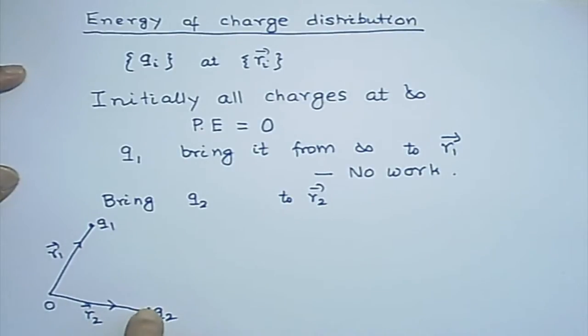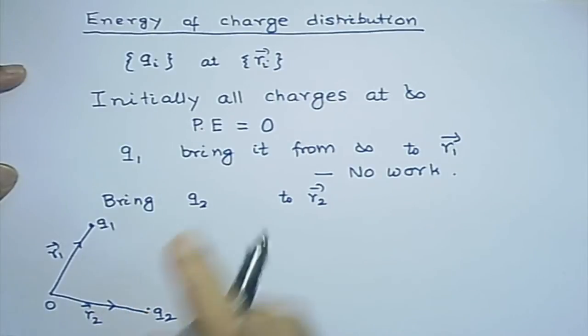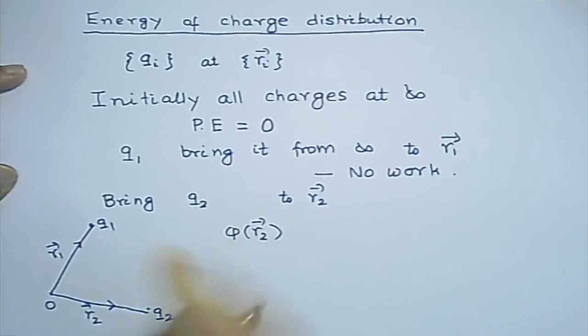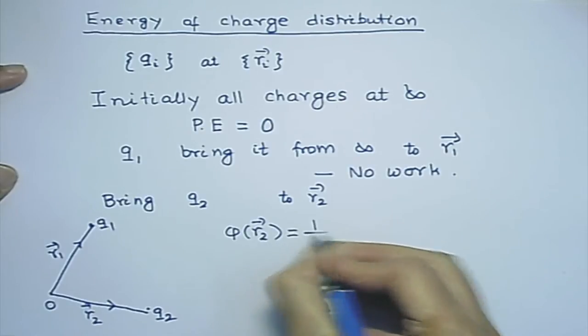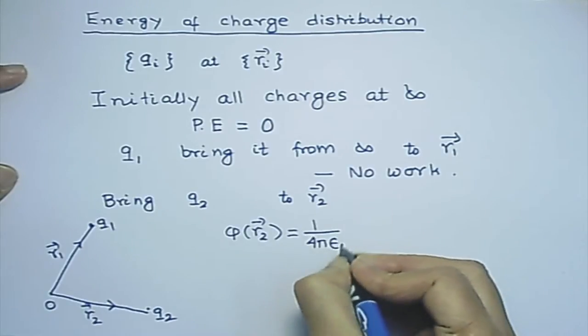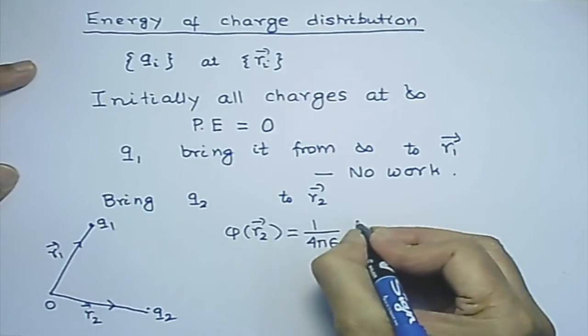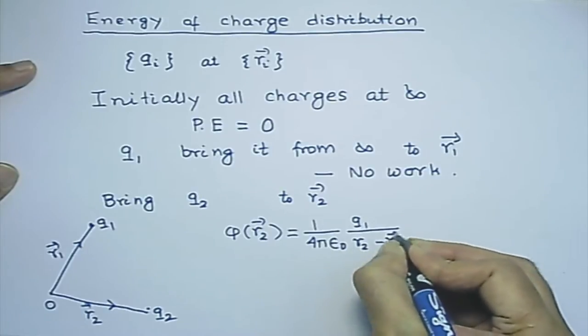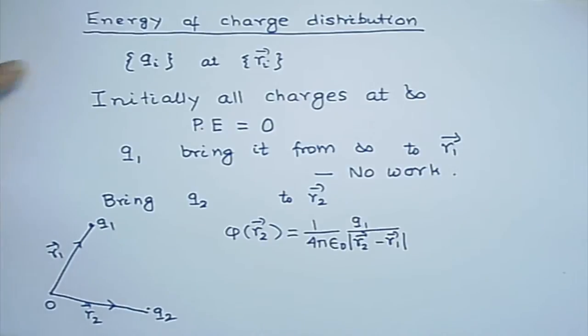So if I want to bring it here, I can bring it along the line joining q1 and then of course go transverse, for which there is no work done. But let us look at what is the potential at the point r2 due to q1, where it was being established. This I know, that is given by 1 over 4 pi epsilon 0 q1 divided by r2 minus r1, it does not matter because it is a magnitude. Now this is the potential.